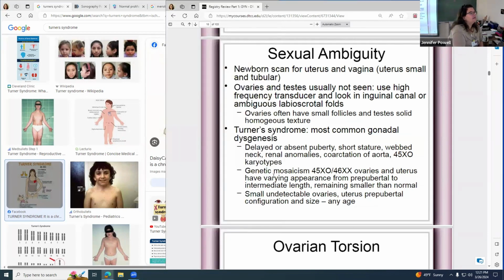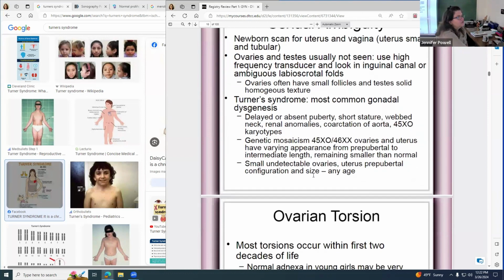Then you can have genetic mosaicism. And that means that not every cell in the body is affected by that absence of that X or Y chromosome. That's called 45XO, 46XX. Ovaries and uterus have varying appearance from prepubertal to intermediate length, remaining smaller than normal. They may have small undetectable ovaries, uterus prepubertal configuration and size, if any, and at any age.